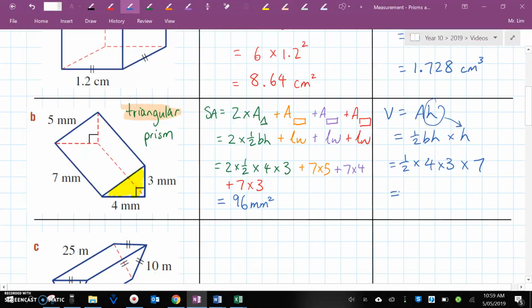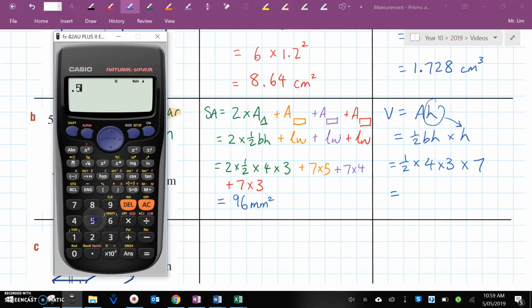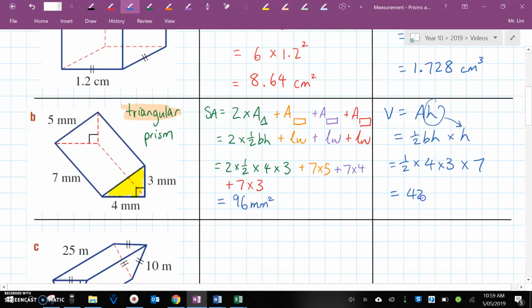So that gives us half times 4 times 3 times 7, 42 millimeters cubed.